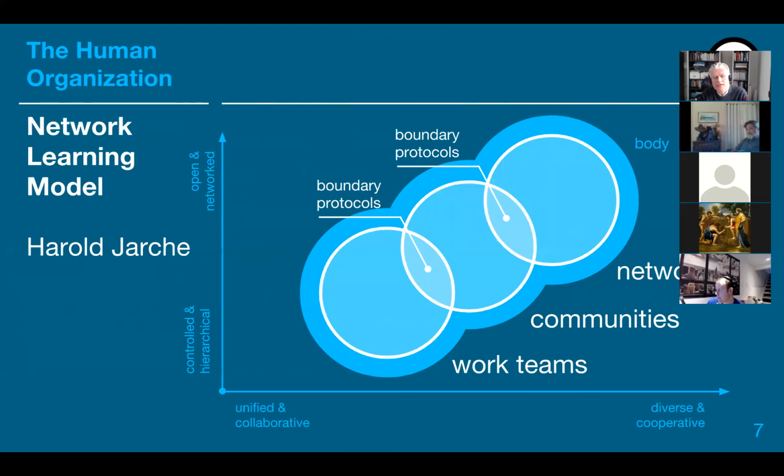Here's Harold Jarche. He coined this term, the networked learning model, which is a way for him to describe the difference between work teams, communities, and networks, right? So to me, there's a body of work around all three of these areas. The work teams he puts on the lower left side of this diagram, which is the unified and collaborative pieces. So close working relationships, and he sees that as a controlled way, a hierarchical way. But to me, this is further out here, where it is a coherent place.